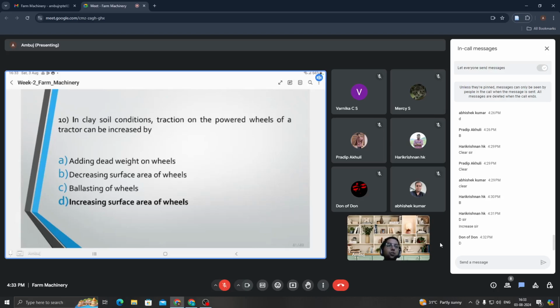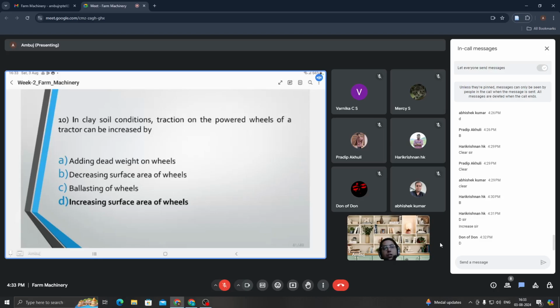Now, decreasing the surface area of the wheel: what I'll do is increase the inflation pressure. In that case, the interaction between the soil and wheel will decrease. The frictional force will decrease, and as a reaction to it, my traction will further decrease.